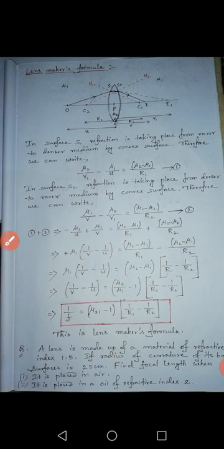One example, one sum I have solved here. You can see that a lens is made up of a material of refractive index 1.5. If the radius of curvature of both its surfaces is 25 centimeter, find the focal length. You have to find out the focal length, means this f you have to find out. Then this is the refractive index of what? Of the lens. Here mu2 was the refractive index of the lens, so that means mu2 is 1.5.